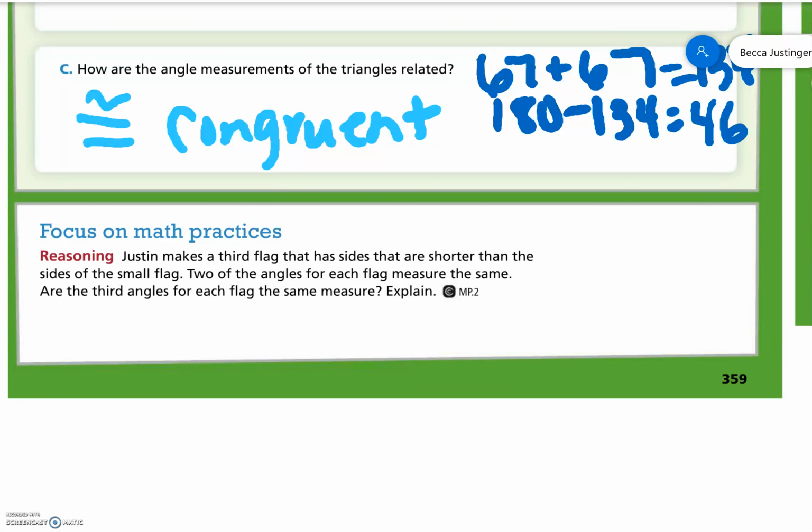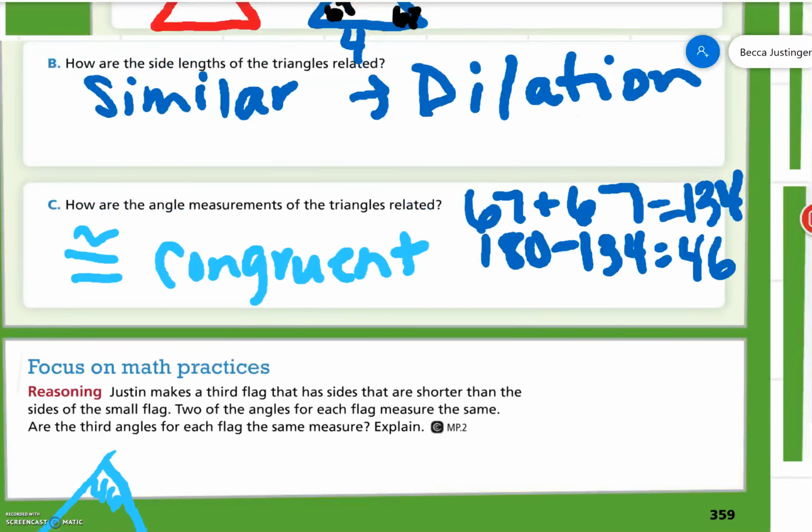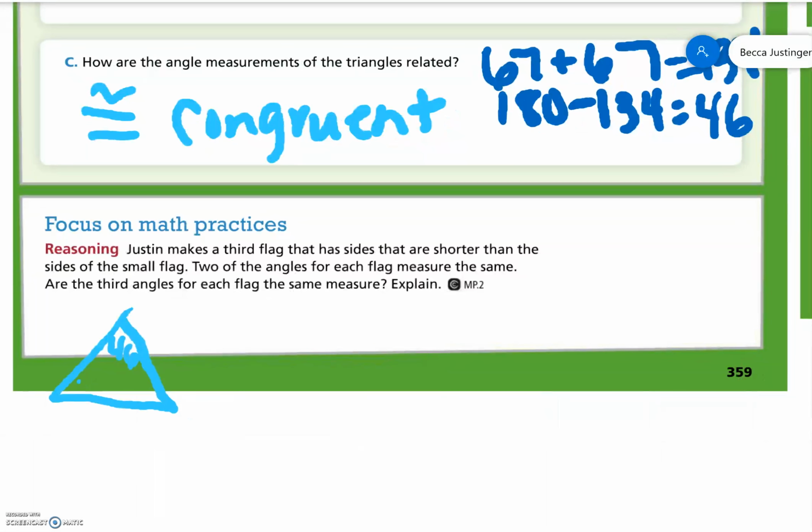Justin makes a third flag that has sides that are shorter than the sides of the small flag. Two of the angles for each flag measure the same. Are the third angles for each flag the same measure? Explain. So, say he makes the smaller flag and he chooses to use the 46 degrees and the 67 degrees. Or say he chooses to use the 67.